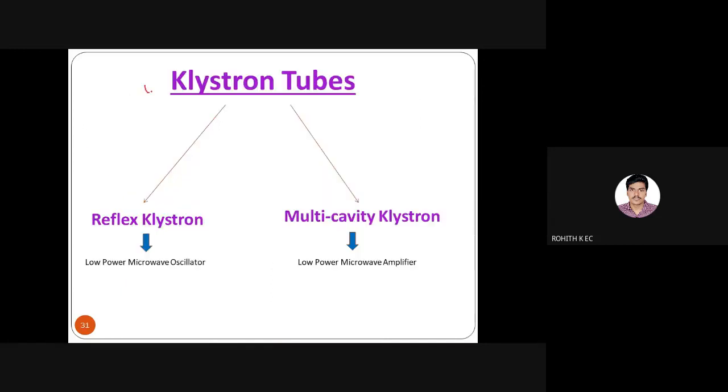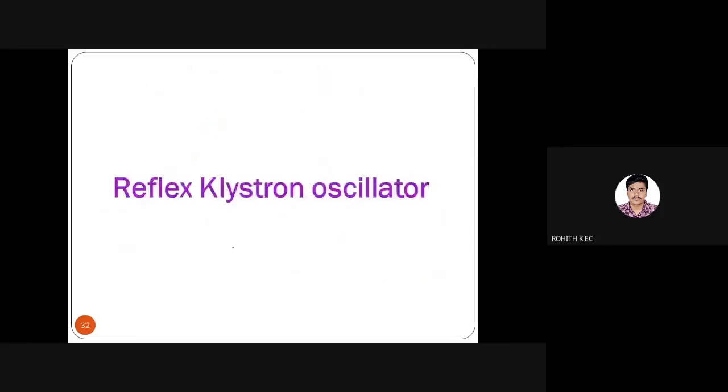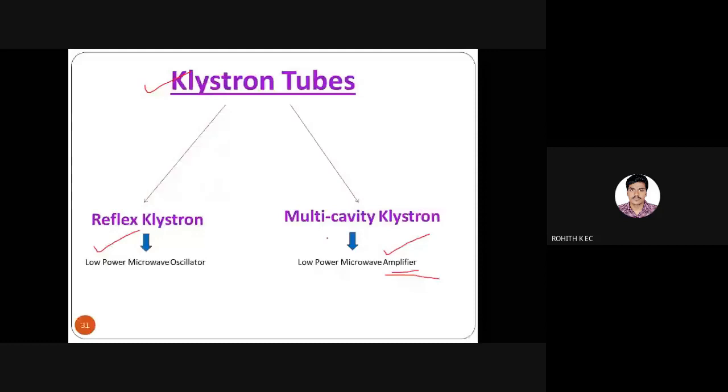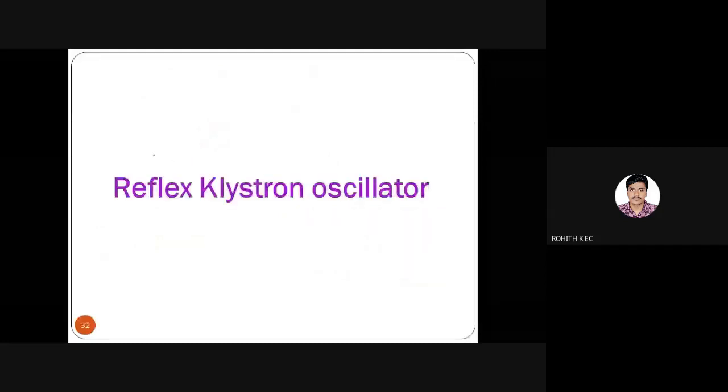Now when I talk about klystron tubes, there can be two broad categories: reflex klystron and multi-cavity klystron. Reflex klystron is used as a low power microwave oscillator, and multi-cavity klystron is used as a low power microwave amplifier, right? And here we can have two cavity or more than two cavity klystron. Now let us focus on the reflex klystron oscillator.